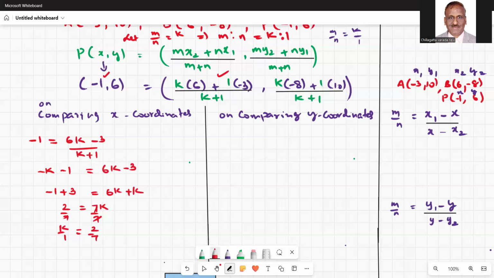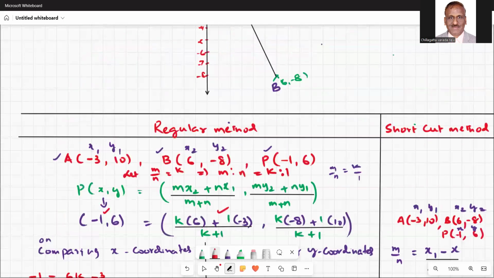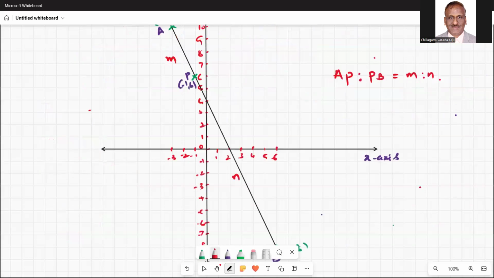What did we take the k value as? m by n, or m is to n. m by n is equal to 2 by 7, which implies m is to n is equal to 2 is to 7, because k is equal to m by n, as we considered in the beginning. That means in the figure, the line joining the two points A and B is cut by the point P in the ratio of m is to n. What is that m is to n here? A to P is 2 parts and P to B is equal to 7 parts.